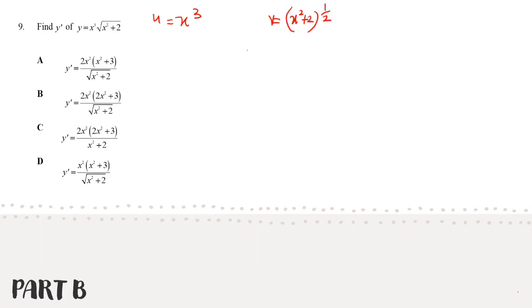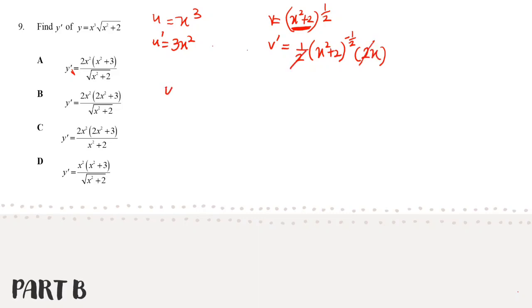And then you find u prime and v prime. So u prime is equal to 3x squared, and for v prime we apply the chain rule: 1 over 2 times x squared plus 2, and then reduce the power by 1, 1 over 2 minus 1, we get negative 1 over 2, and differentiate the expression in the bracket, differentiate x squared plus 2, we have 2x, and then you simplify.